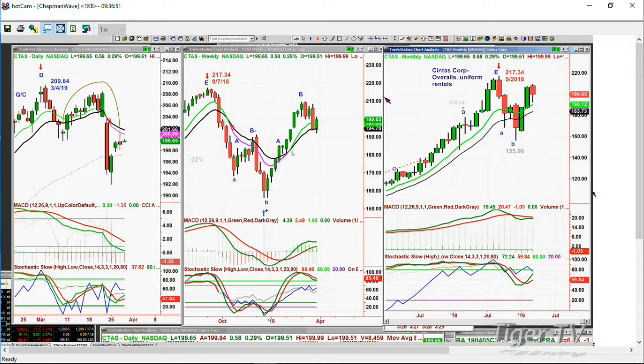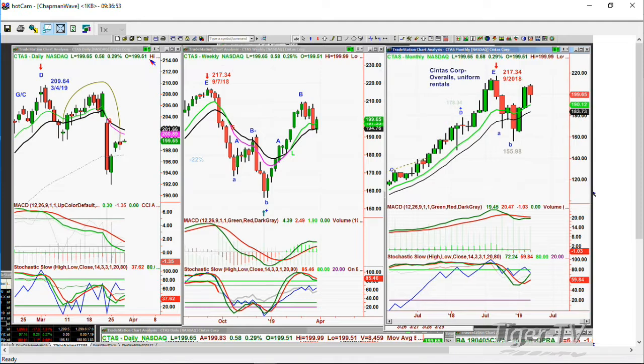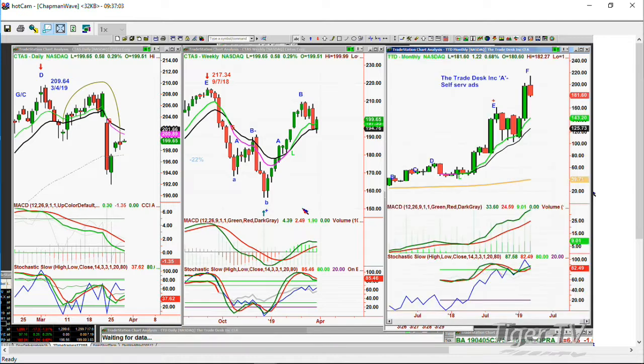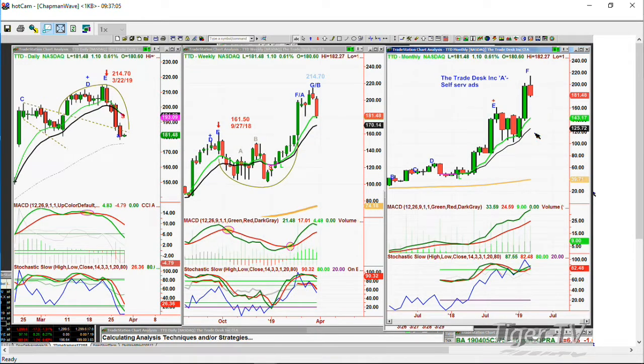I anticipate if it isn't price, it's going to be time that we see for many of these stalwart winners, and that's going to be important to me. TTD, this is the advertising business, fantastic move. Leg F, just an absolute leader all the way through, stair step, break to the upside, goes over 200 to 214 on the 22nd of March.